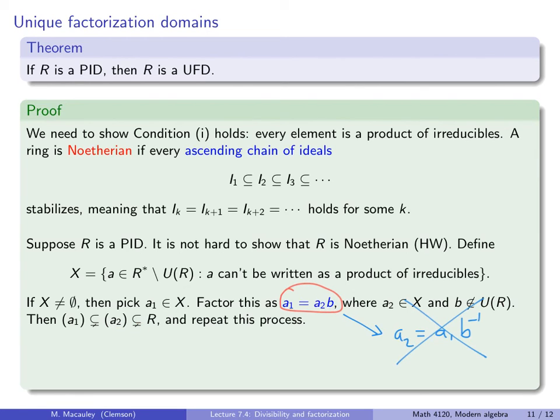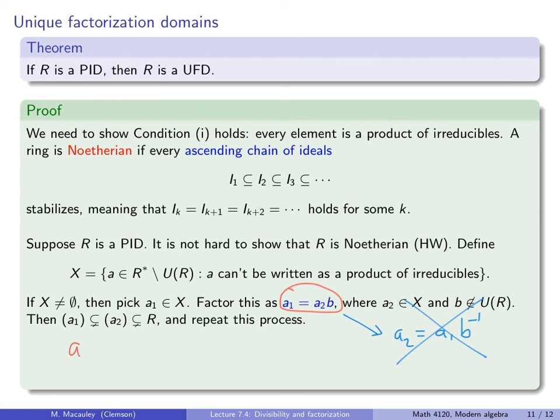Why is the second inclusion proper? Well, A2 being in X is not a unit, so this ideal cannot contain a unit, so it cannot be all of R. So now we repeat this process.